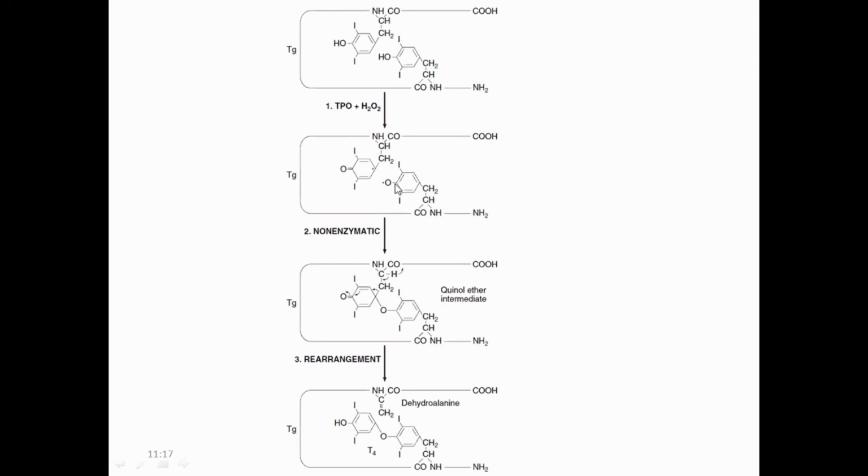By the formation of radicals in a non-enzymatic way, there is formation of quinol ether intermediates, and splitting of these quinol ether intermediates, which is called rearrangement, leads to the formation of iodothyronines. So iodotyrosine molecules after splitting form an iodothyronine. Iodothyronine is a compound which contains two phenyl groups, and on one phenyl group an alanine is bound.